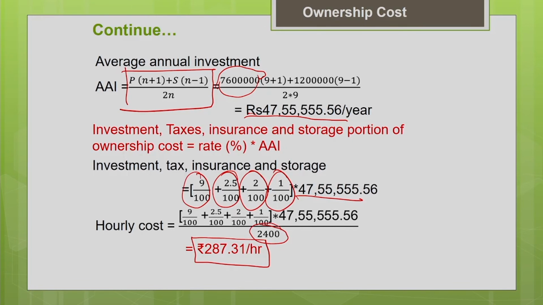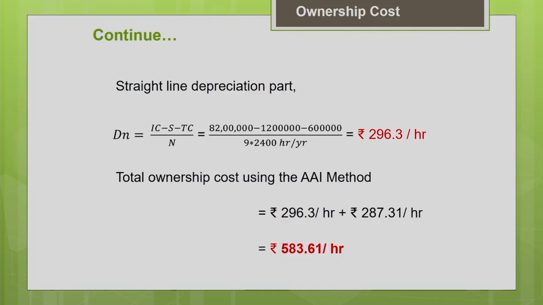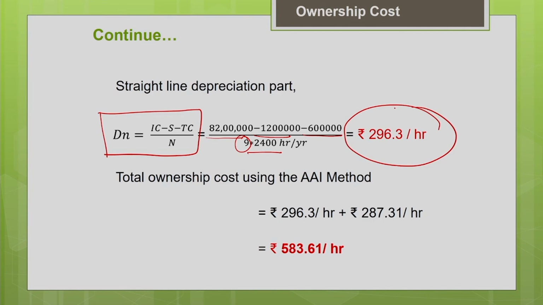Now, we are yet to determine the depreciation cost, which is also an important component of the ownership cost. For depreciation, we are going to follow the straight line method, as it was asked in this problem. You know how to find the straight line depreciation. It is initial cost minus salvage value minus tire cost, divided by the number of years. Initial cost is 82 lakh, salvage value 12 lakh and tire cost is 6 lakh, divided by 9 years. You divide it by the 2400 hours so that you can get the hourly cost directly. You will get the hourly cost of depreciation.